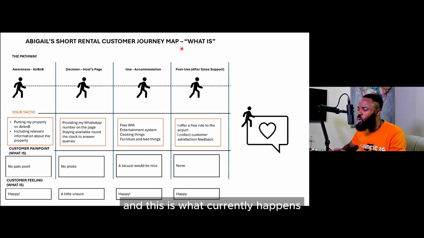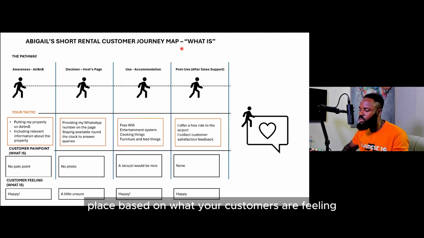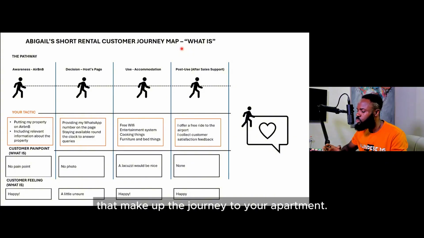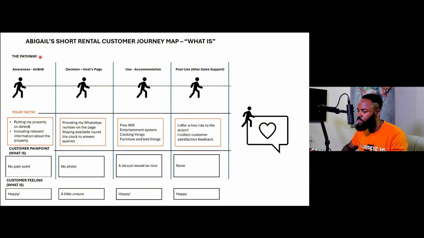And this is what currently happens. The customer journey map, remember, has what is and what should be. What is your current reality based on the tactics you've put in place, based on what your customers are feeling, based on the experiences that your customers have across the touch points that make up the journey to your apartment.